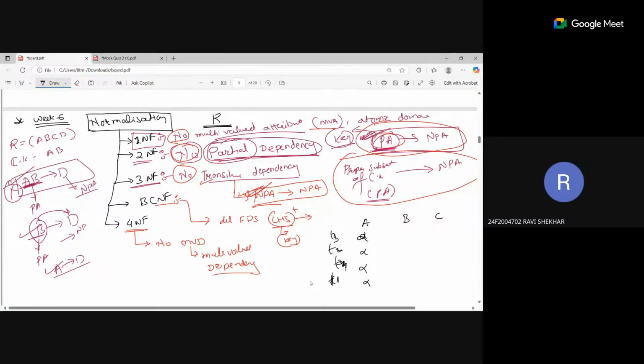Actually, it should follow whatever T1, T2, T3 we are taking. In this particular sequence? No, sir. Actually, T1, T2, T3, T4 has to be maintained.